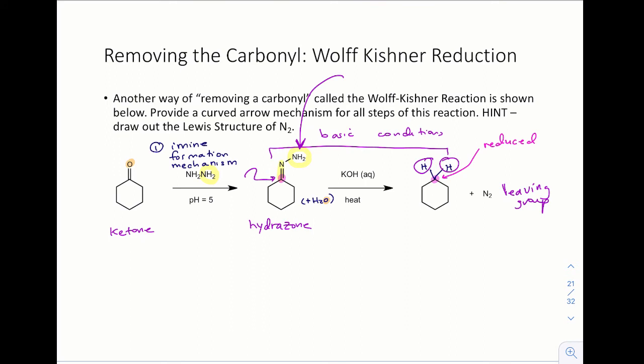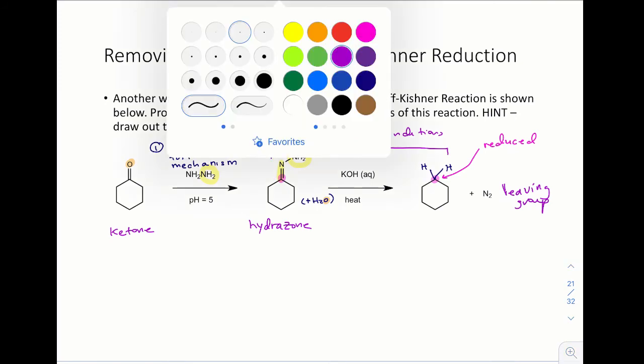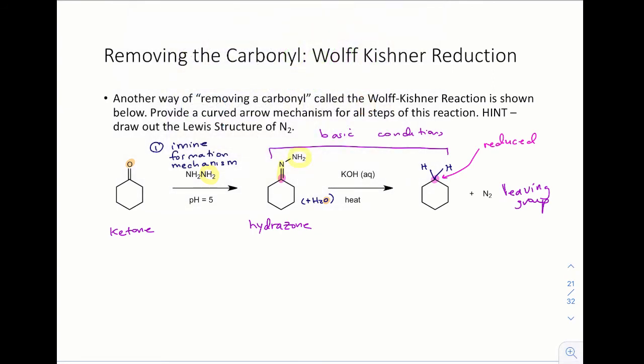You can try this mechanism yourself if you want. You can ask me, I will show you. For the sake of time, I'm not going to write this mechanism in the video, but you could definitely figure it out. So really, we just need to know the overall transformation.